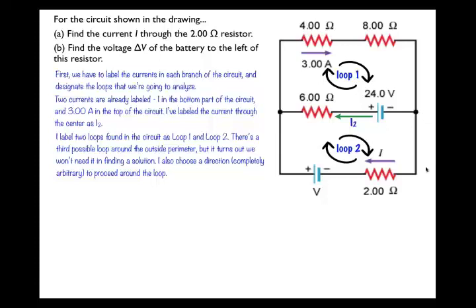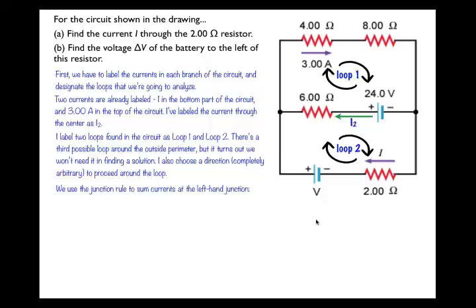Again, you could also go all the way around the outside perimeter, but we're not going to end up needing that to get to a solution because I'll have enough between 1 junction equation and 2 loop equations to find out everything I want to know about this circuit. So that's what we do next. You can go in any order.